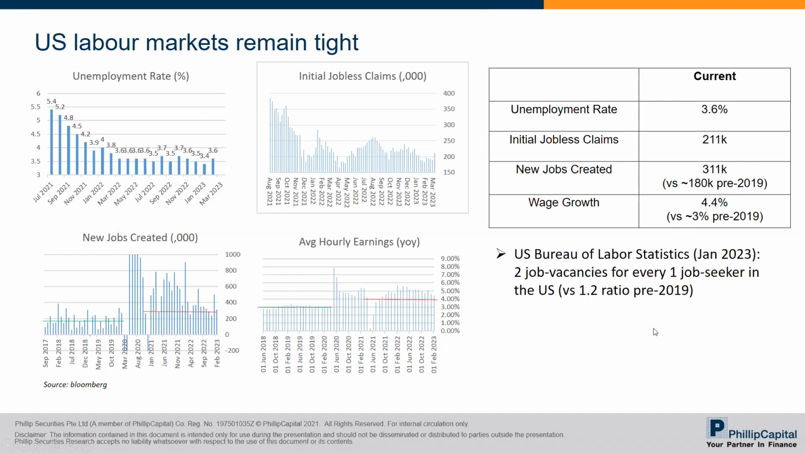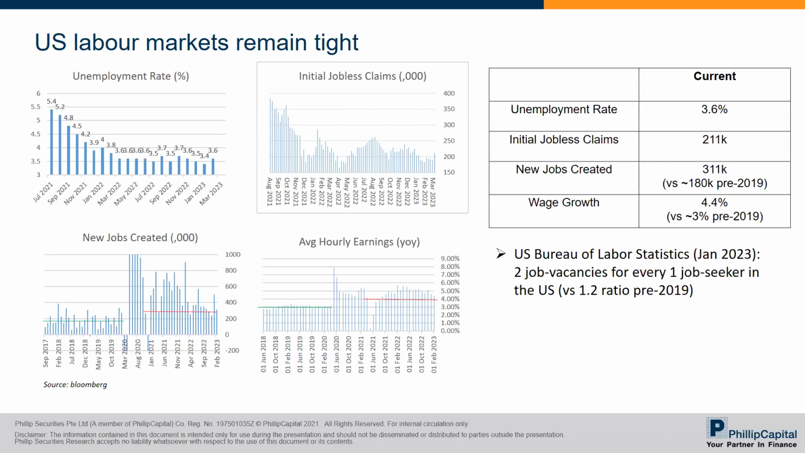So 311 means that the demand for people to fill jobs is there, or there are still a lot of vacancies in the US. So people are still able to find jobs, it's not too difficult. They are still able to find jobs quite easily.